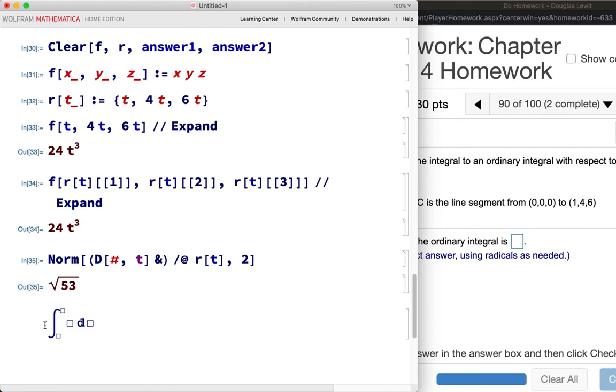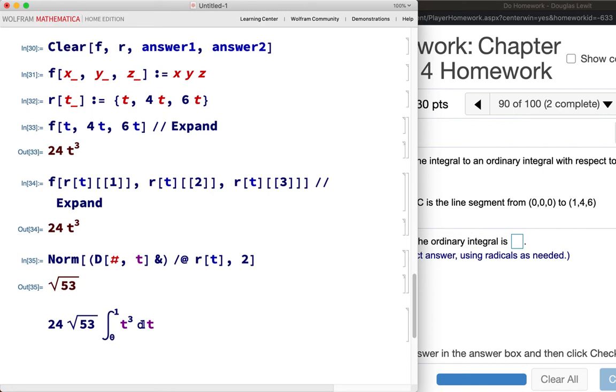Okay. I can pull out my constants, right? Oops, wait a minute. What am I doing here? Square root of 53, right? And that's 24 times. Okay, so remember, the constant multipliers, you can take them and place them outside of the integral sign. Okay, and then here we're going to have t to the power 3. Okay, and that's defined on the interval from 0 to 1, and this is dt.